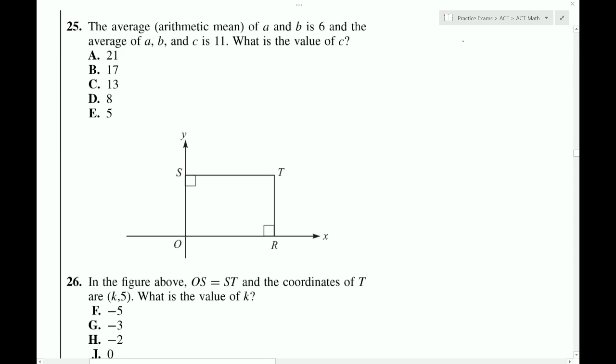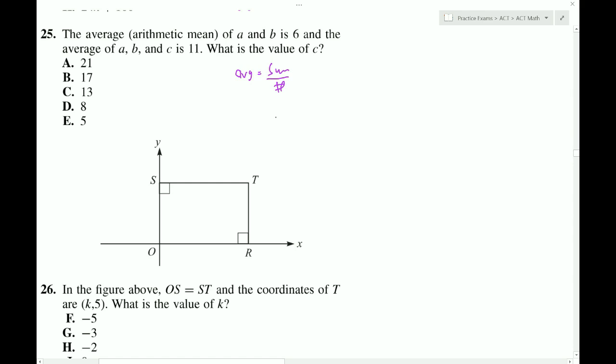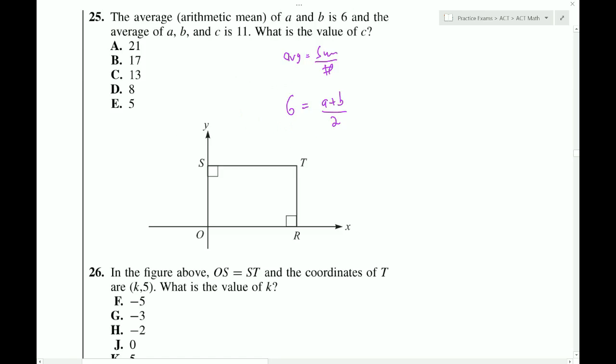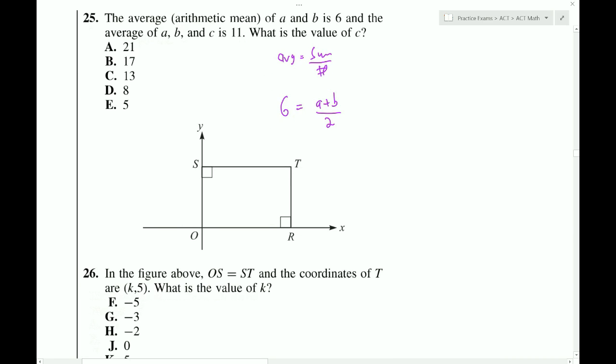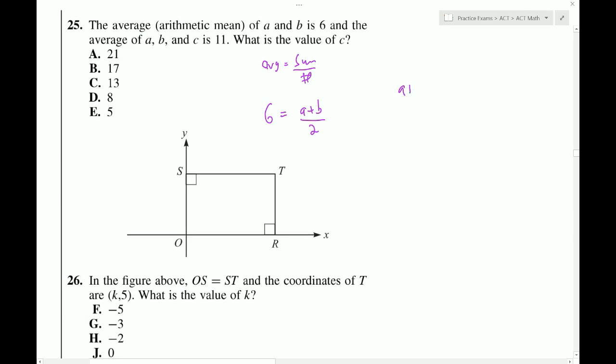The average of a and b is, alright, so remember the average formula, which is sum over number. And they're telling you the average of a and b is 6. So we know that the average part is 6. And what we do is we add the numbers together and divide by 2, right? So whenever they tell you the average of a and b, we always do a plus b over 2, right? That is 6.